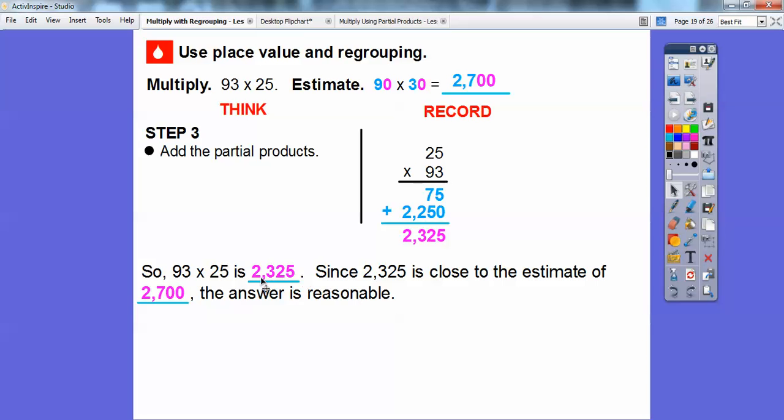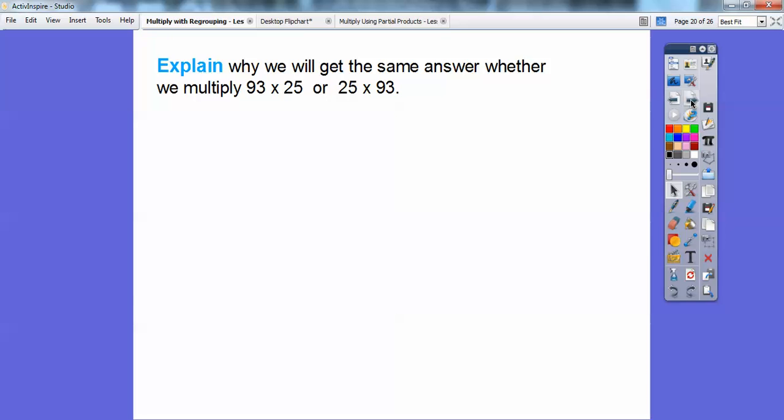If I got a different answer right here, like 200 something, I know I messed up somewhere because my estimate was right here. So an estimate is always a good idea to see what kind of ballpark we want to get into when we're multiplying here.